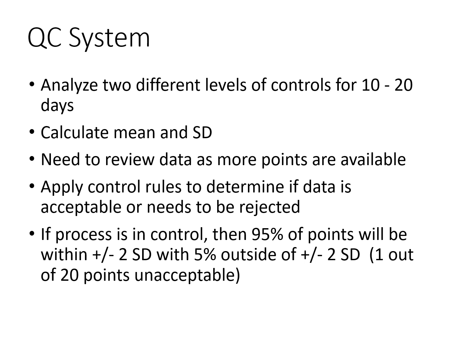If the process is in control, again, that means that 95% of your points are going to fall within plus or minus 2 standard deviations, with 5% always outside of that. That's the statistical analysis, so 5 out of 100, or every 1 out of 20 points, will be considered unacceptable.